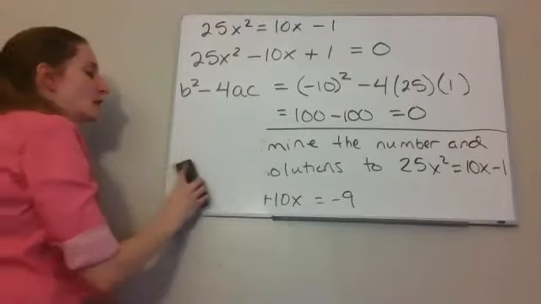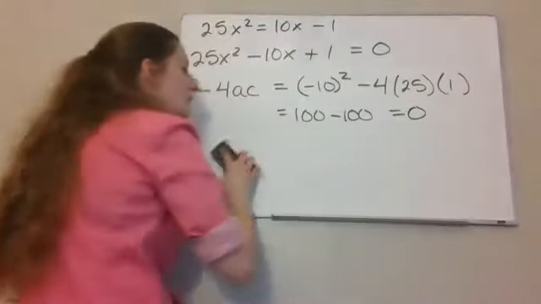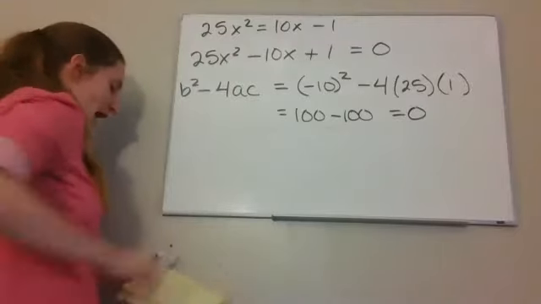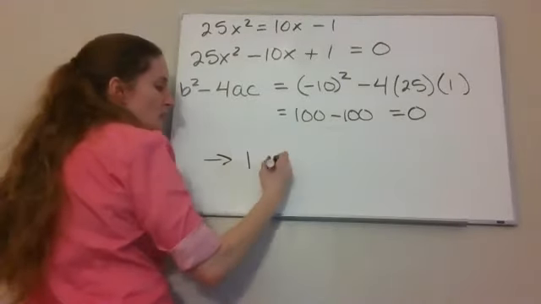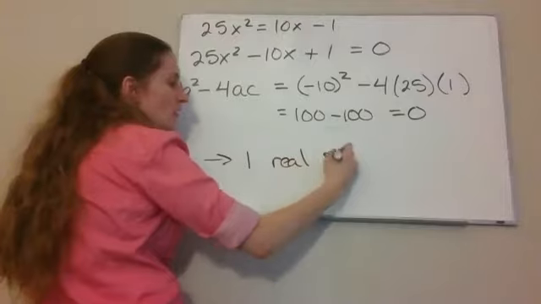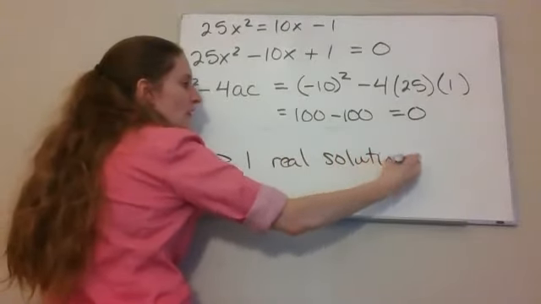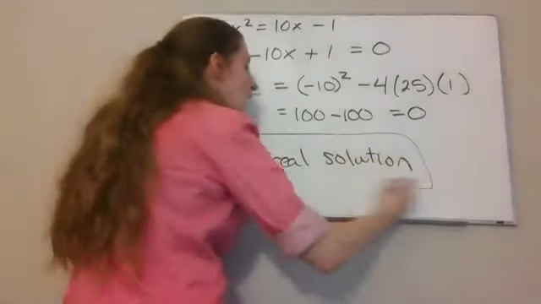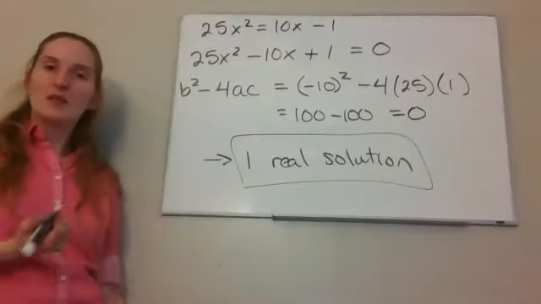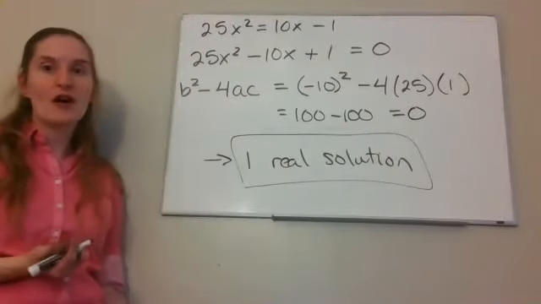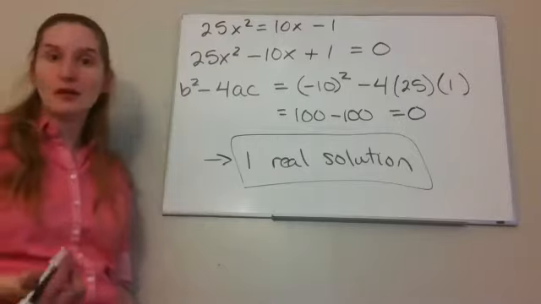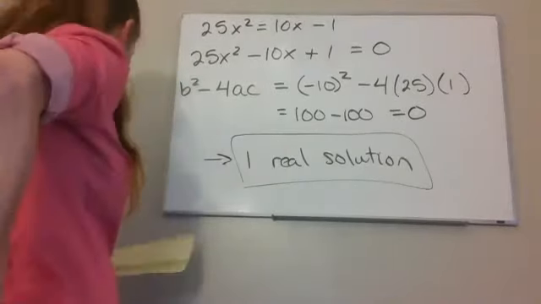So since my discriminant is exactly equal to 0, that means that I have one real solution. Using the discriminant does not tell you what the solution is, but it just tells you how many solutions there are and if they're real or not real. Let's try the other one.